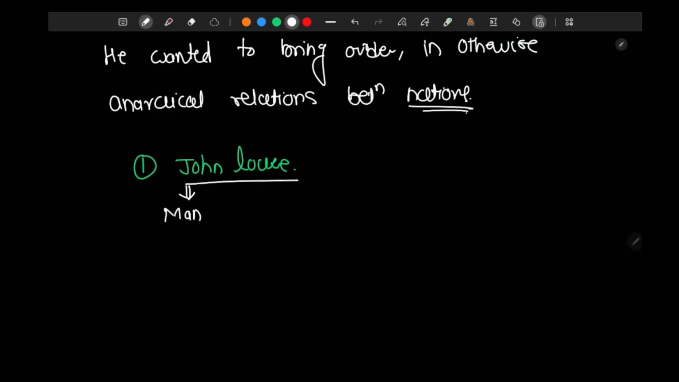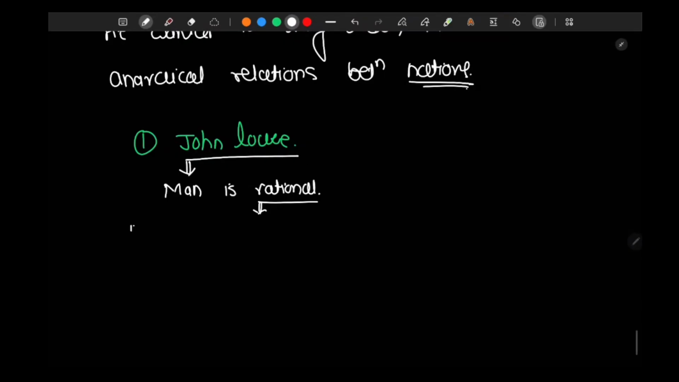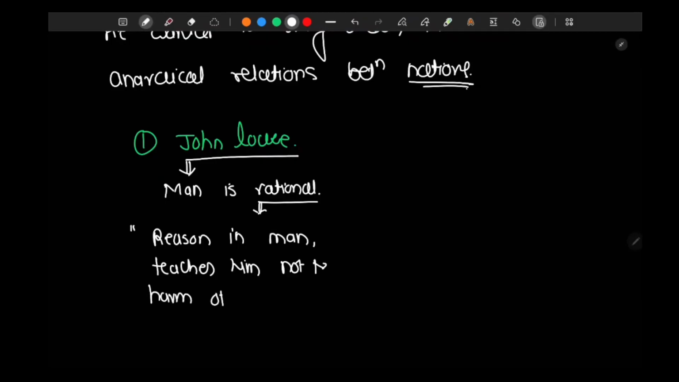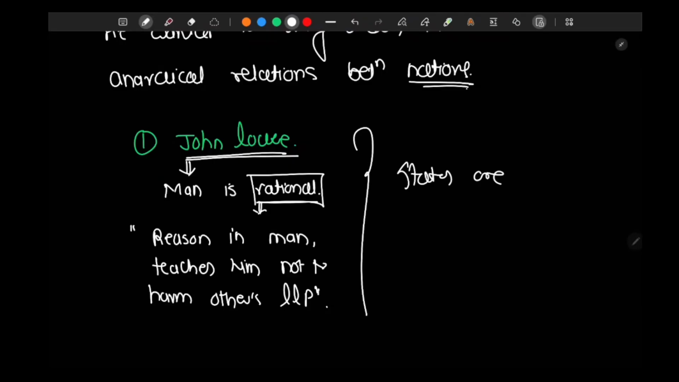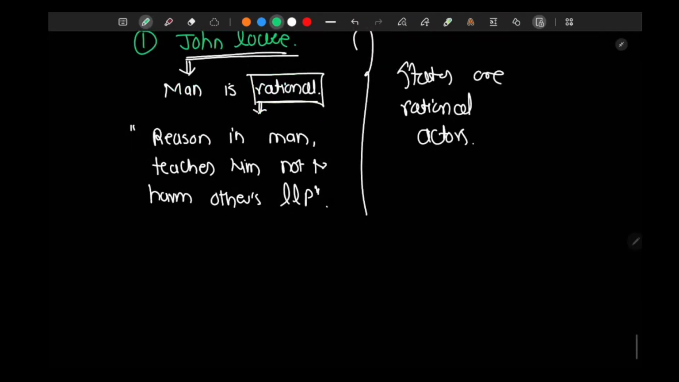John Locke suggests on an individual level that man is rational, right? And he observes reason in man teaches him not to harm others' life, liberty and property. Wilson takes this rationality which John Locke applied to man and observes that states are rational actors, right? The first influence thus is John Locke.